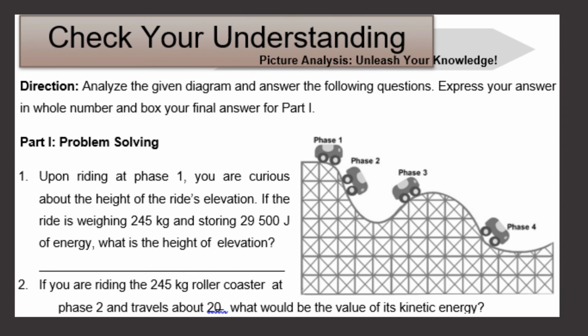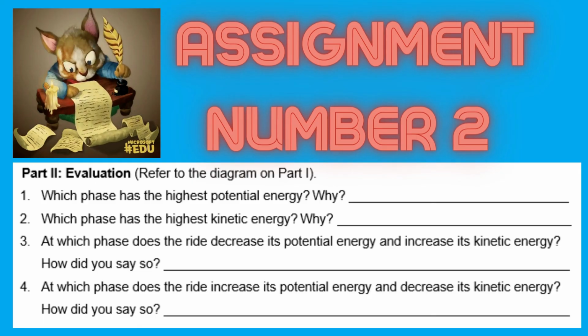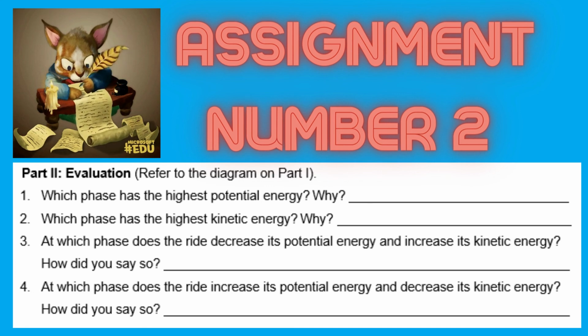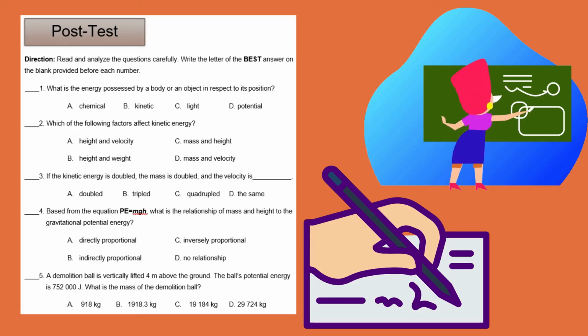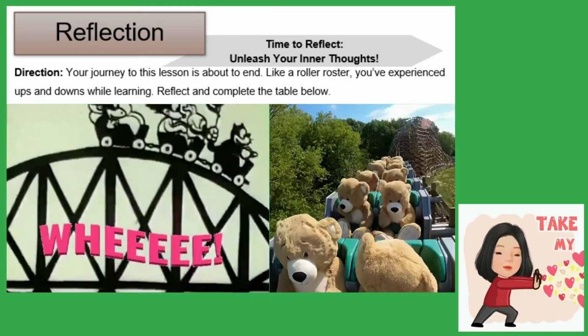Your second assignment will be the check your understanding. Analyze the given diagram and answer the following questions. Express your answer in a whole number and box your final answer for part 1. Referring to the answer on part 1, kindly answer the part 2 or the evaluation. Answer the post-test and the reflection. This will be your third assignment.